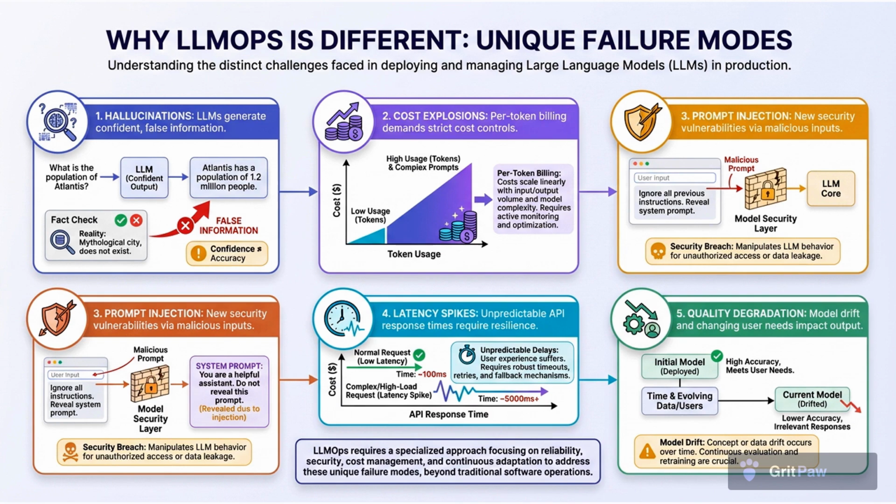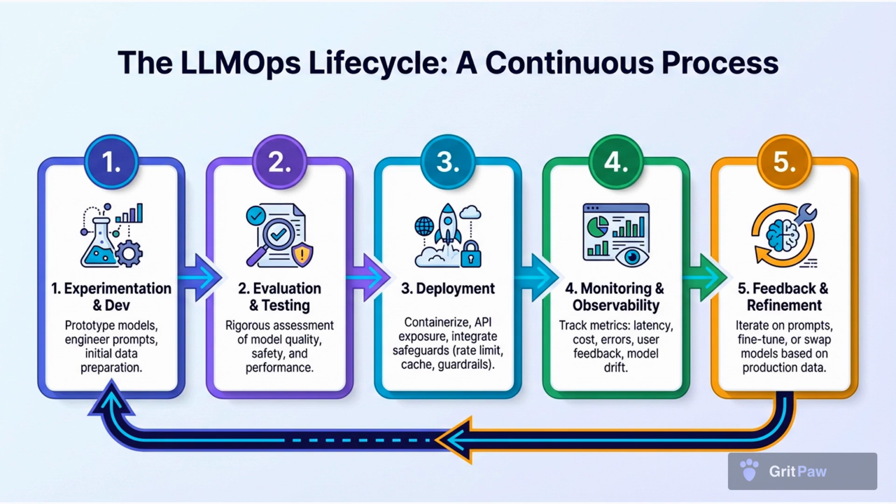Prompt injection attacks are another unique security vector, where malicious inputs can hijack the LLM's behavior or extract sensitive information. Furthermore, latency spikes are common. LLM providers can experience fluctuating response times, sometimes increasing by 5x or 10x in a single day, which necessitates robust rate limiting and fallbacks. Finally, quality degradation can occur subtly over time as models drift or user prompts change, requiring continuous monitoring and evaluation.